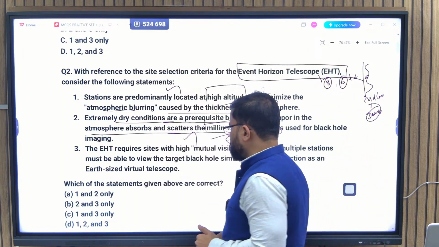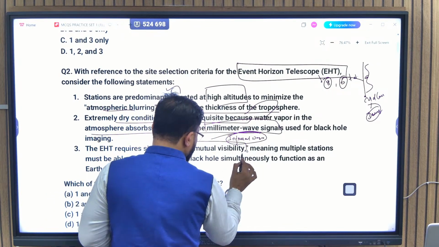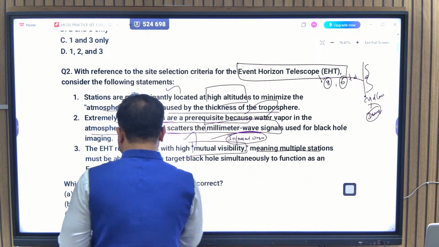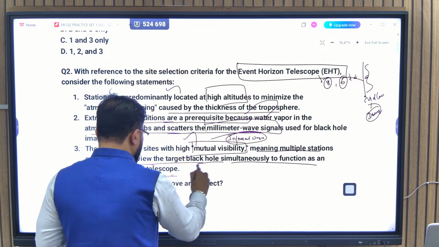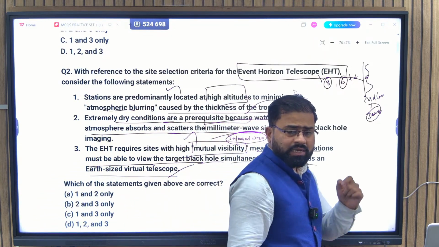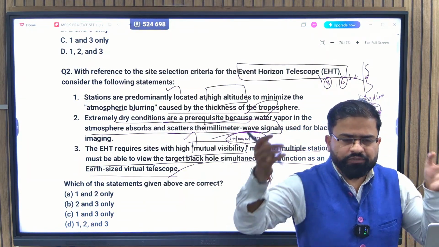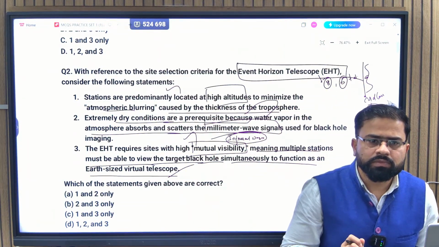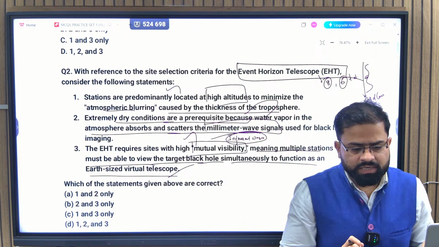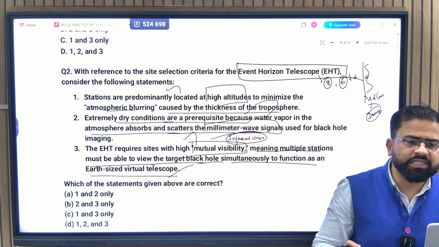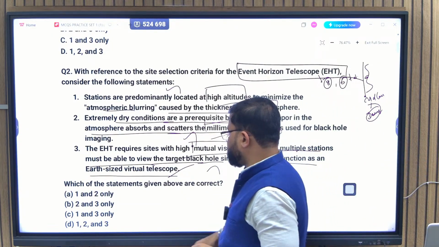This is also true. Now, the Event Horizon Telescope requires sites with high mutual visibility, meaning multiple stations must be able to view the target black hole simultaneously to function as an Earth-sized virtual telescope. In the classes, I have discussed that those 8 telescopes are positioned in such a fashion that they form a virtual optical mirror, and the diameter of the virtual optical mirror is equivalent to the Earth size. So this statement is also true. So it will be 1, 2, 3.